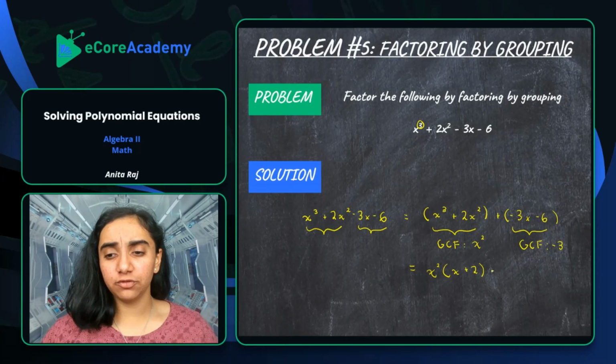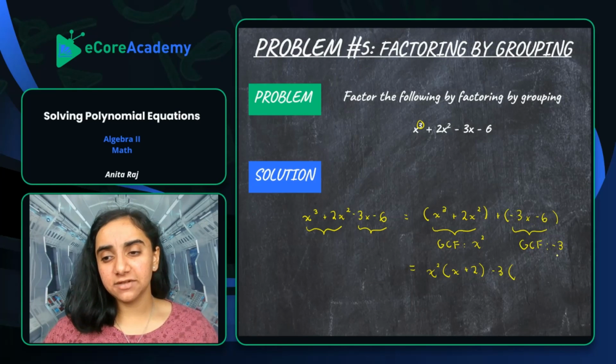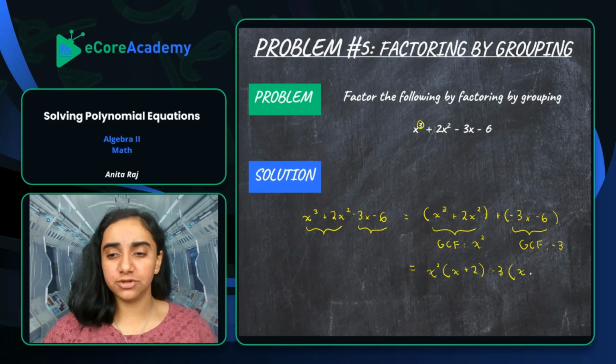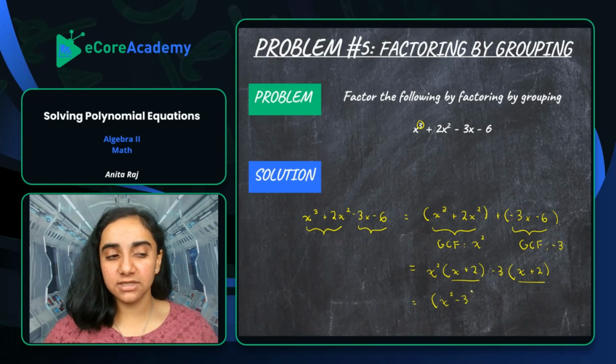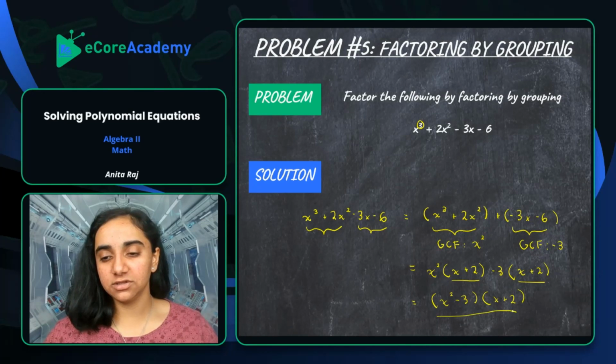If you pull out the negative 3, we're going to have negative 3x divided by negative 3, which is just x, and negative 6 divided by negative 3, which is just going to give you plus 2. We know we did this correctly because we get x plus 2 in both of these sets of parentheses. So we're just going to finish this off by putting the x squared and the negative 3 in one set of parentheses, and the x plus 2 in another set of parentheses, and this is our final answer.